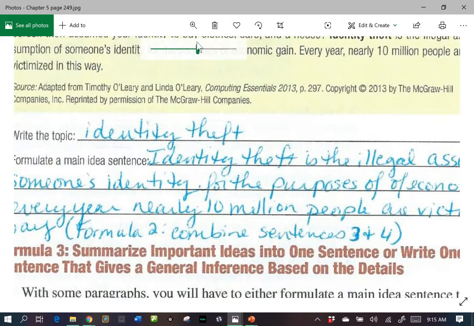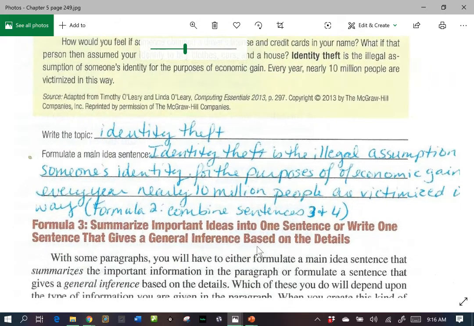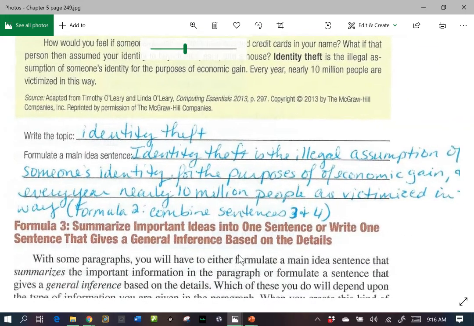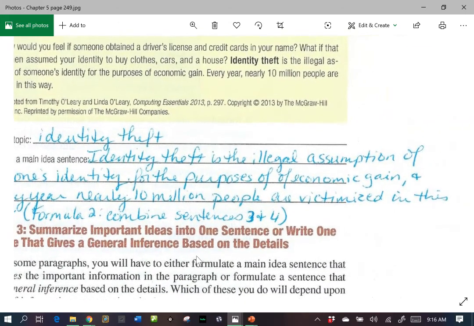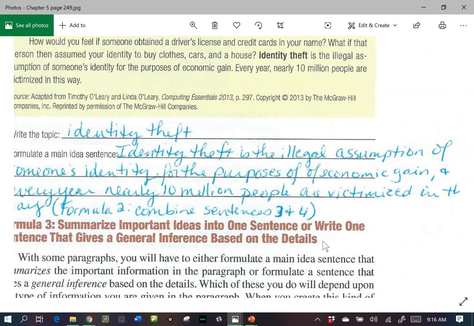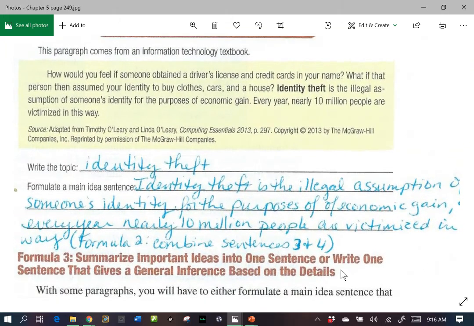So down below here, you can see where I've created that sentence. Identity theft is the illegal assumption of someone's identity for the purposes of economic gain. And then here I've got my little and sign, but that's what that stands for. And every year, nearly 10 million people are victimized in this way. Okay, so here I've just combined both sentences together with the word and, then I put a period at the end.